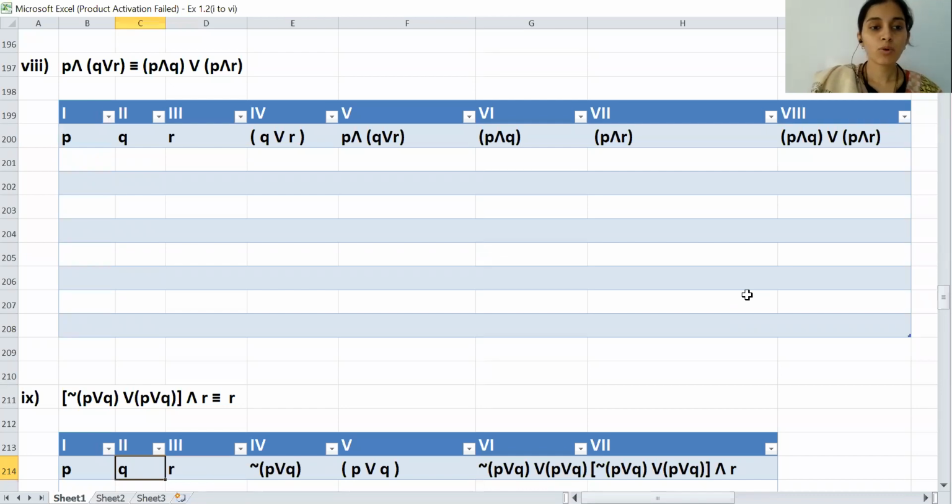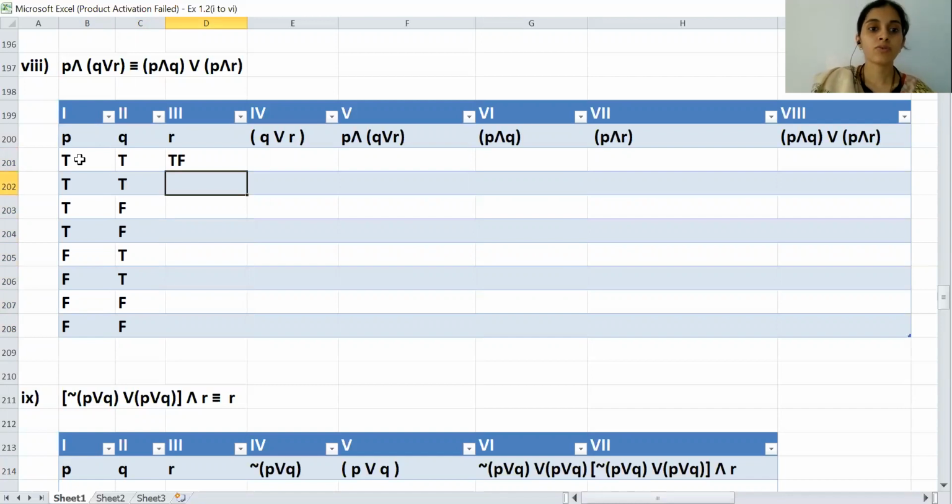Okay, the seventh problem has a printing error, so we cannot solve that sum if that function is missing on the right hand side. So we go to the eighth one now. The eighth one is P and bracket Q or R equivalent to P and Q or P and R. Okay, so let us begin. There is three statements, so true, true, true and true, false, false, false and false. Okay, it will be true, true, false, false, true, true, false, and false. R is alternatively true or false.